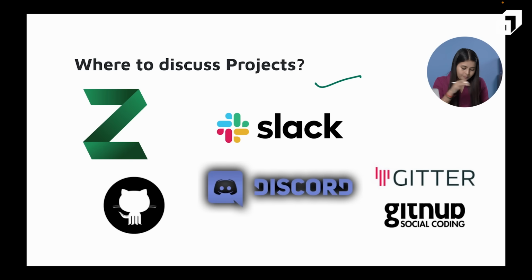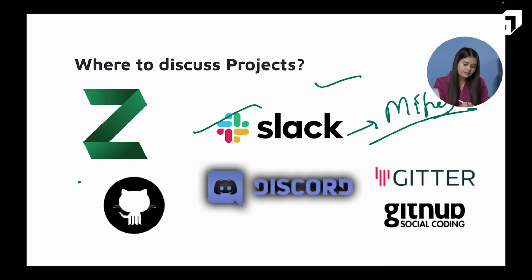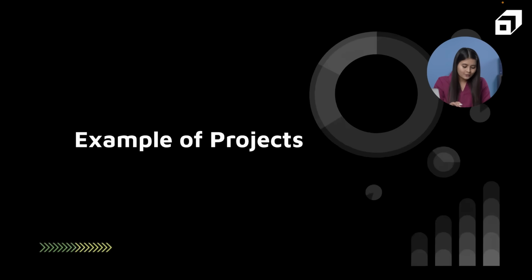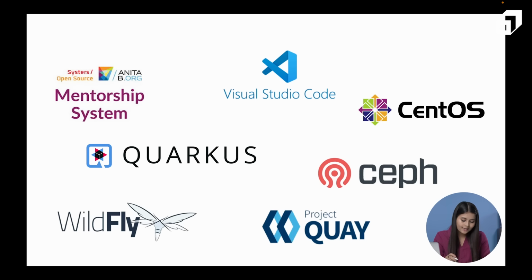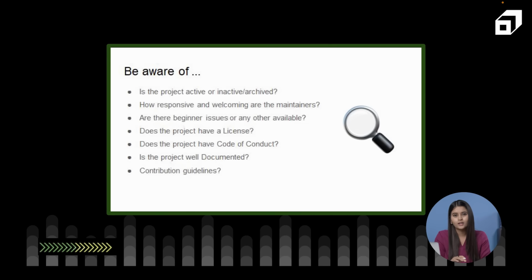These are the platforms where they discuss. Like we saw MFO's people, they are doing all their discussion on Slack, right? In the same way, Zulip is there, Discord is there, Gitter, a lot of platforms are there. Examples of some projects, once again: CentOS, Ceph, Wildfly, Anita Beta.org, we just saw MFO's as well, Visual Studio Code. Many of these are even Red Hat open source projects, which you might not know, but yes, Visual Studio Code is also open source. You can also go ahead and contribute to their repository, right?